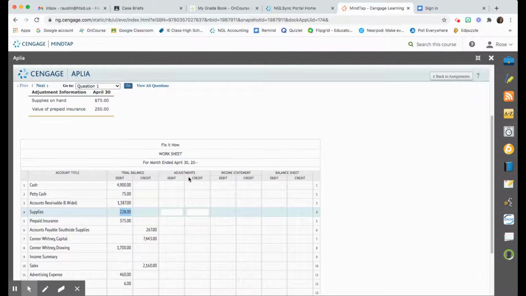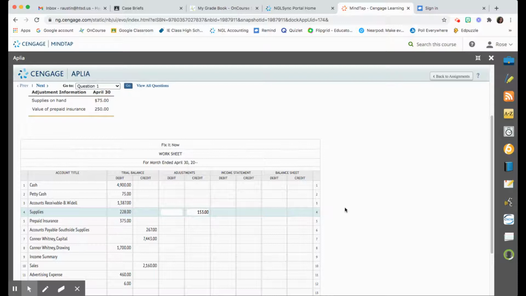Okay, so we're going to come over here to the adjustments column and we're going to enter a 153 credit for supplies. Okay, the reason we're entering a credit is because supplies has a debit balance, and to offset that debit balance, we have to enter a credit balance so that when you subtract this credit balance from this debit balance, you're going to end up with this $75 debit balance at the end of the month, which is what you're supposed to have, okay? If we didn't adjust supplies and insurance at the end of the month, when you prepare these numbers for the financial statements, these values would be overinflated, okay?